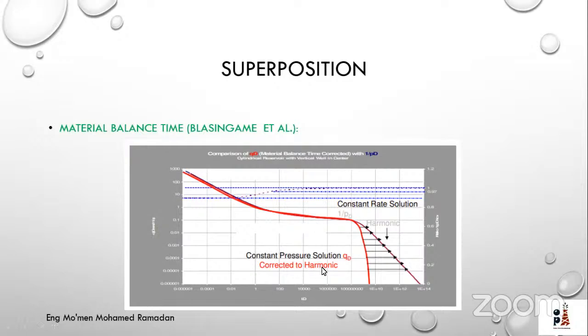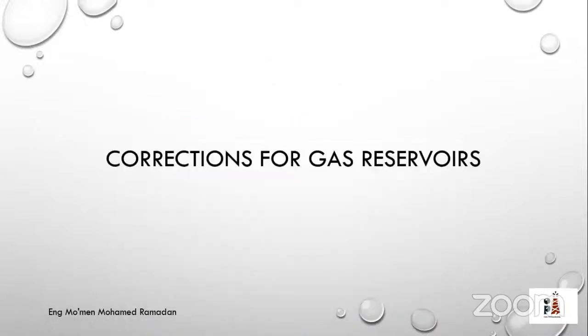If you use the material balance time instead of the regular time or the actual time, you can say that you change the constant pressure solution into the constant rate solution, okay? Because this is actually the function of the material balance time, to convert the constant pressure solution, or the variable rate case, sorry, to the constant rate solution, which is a harmonic curve, by the way, on Blasingame type curves, as we will see in a minute.